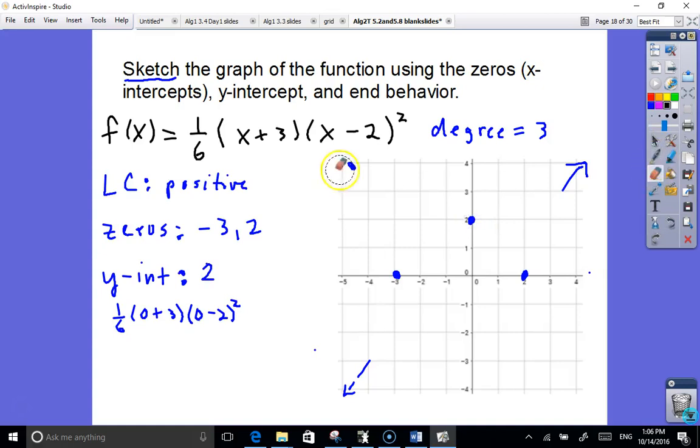Okay, so we're trying to draw something that starts in the third quadrant. It goes through the 0, hits the y-intercept, and then somehow it's got to go through that 0 and end in the first quadrant. Does that look possible? It is possible, but this is a new thing we're just learning on this slide: whenever you see that your 0 comes from a factor which is squared, then the graph is going to look like this.